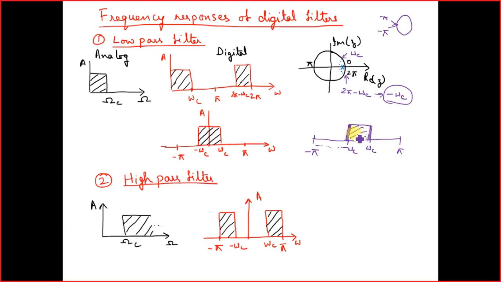Now this is the region, minus omega c to omega c, where my pole has its effect, right? Am I clear now? Yes, sir. Okay. Anyone else? No. Okay, good.